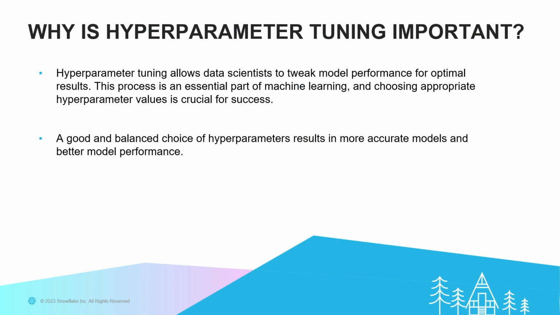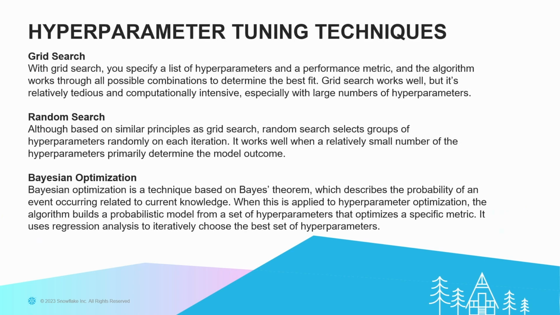So why is hyperparameter tuning important? What hyperparameter tuning allows your data scientists to do is tweak your model for optimal performance. This process is essential in machine learning because it helps you choose appropriate hyperparameter values, which is crucial for success. So when you get a good, balanced choice of hyperparameter results, you then get more accurate models and better model performance. Now, why do we want to do this in a UDTF?